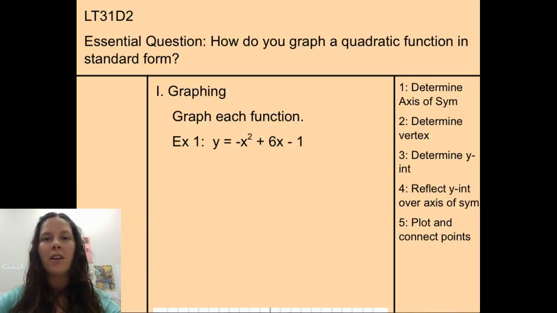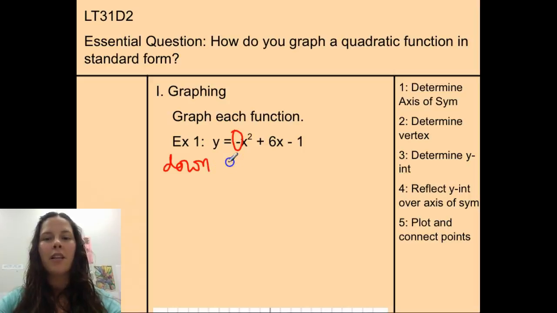Before you start to graph any quadratic function, the first thing I want you to do is identify whether or not the graph opens up or down. Remember, the way that you can tell that is by looking at the coefficient of your x squared. If the coefficient of x squared is positive, it will open up. Ours is negative, so it will open down. So we need to make sure that our equation is consistent with our graph.